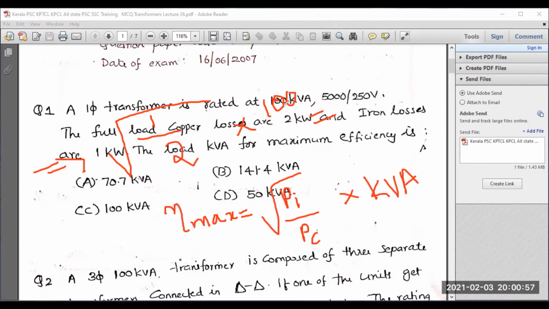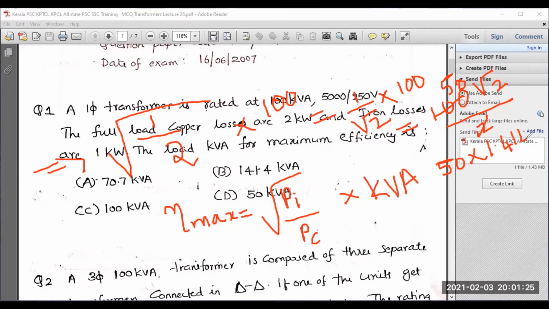You can simplify. The square root of 1 is 1, divided by root 2, times 100. Please solve this. Multiply root 2 on numerator and denominator. So 100 root 2 divided by 2. The 2 cancels, giving 50 root 2. That means 50 times the value of root 2, which is 1.414. So please calculate this: 50 times 1.414 will be 70.7 kVA. So the answer is 70.7 kVA.